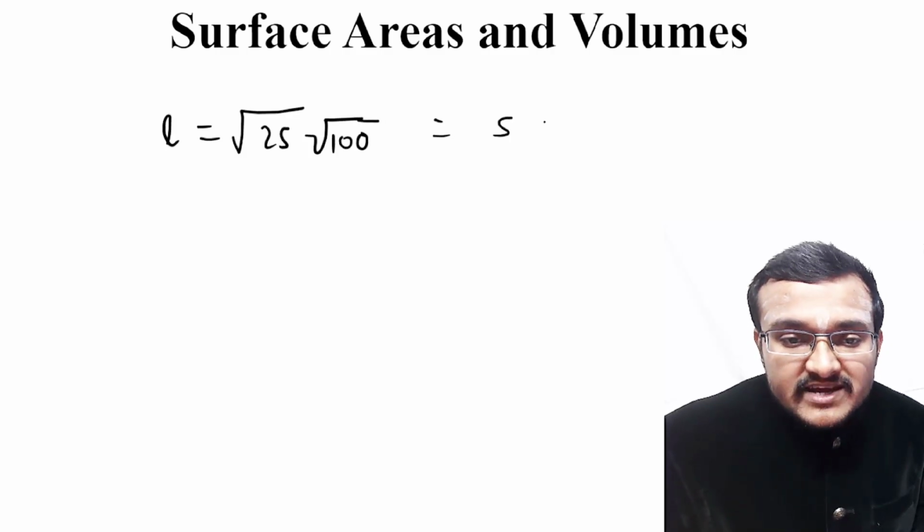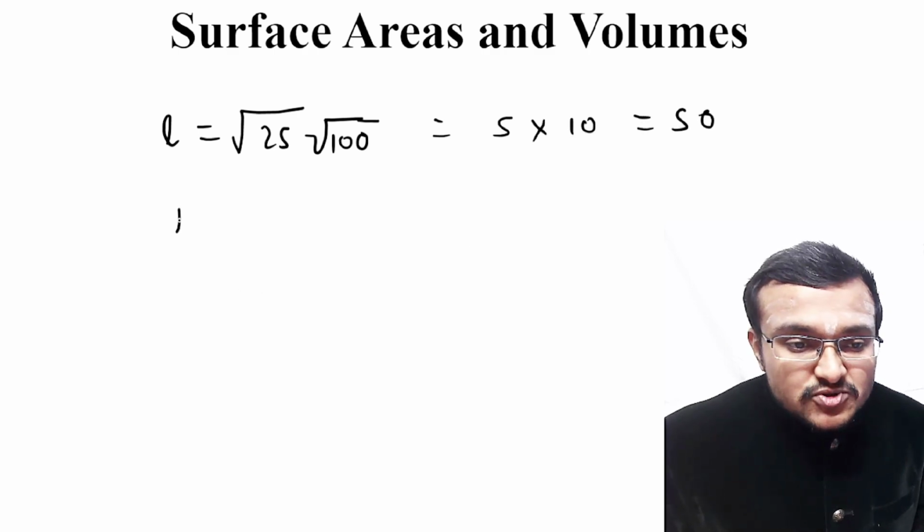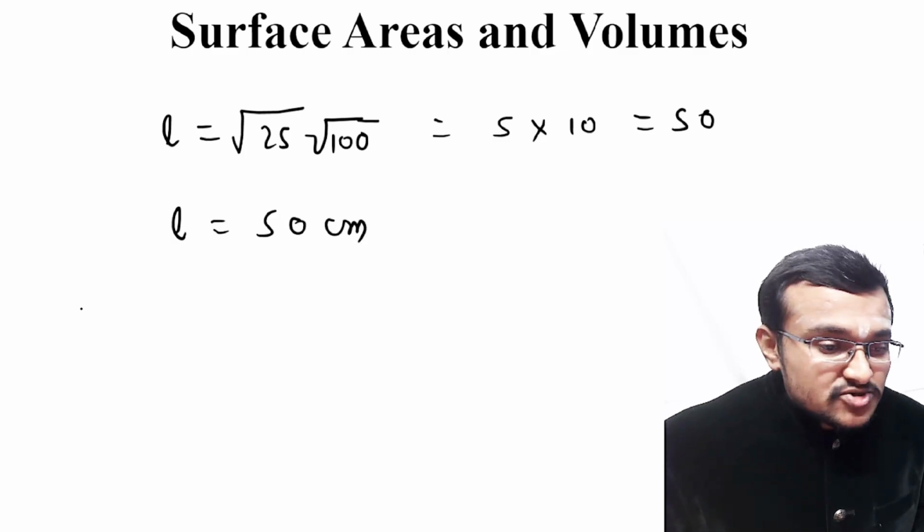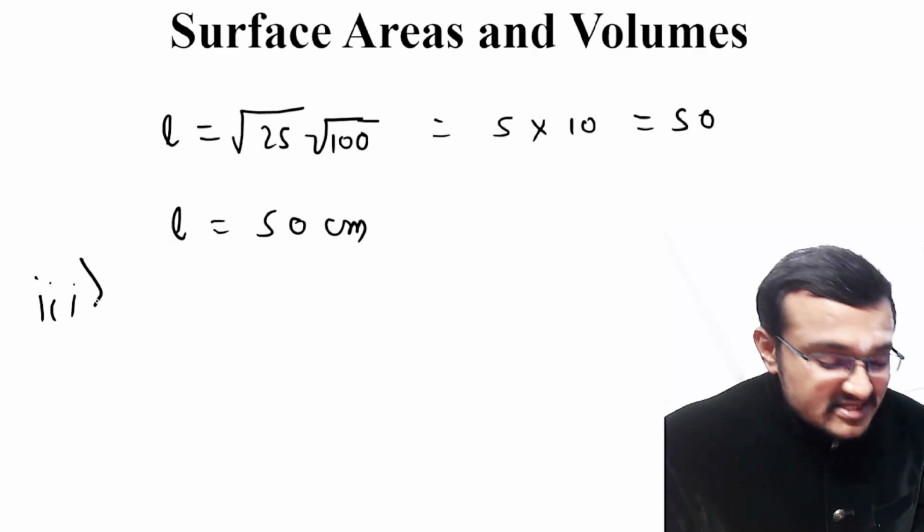So square root of 25 is 5. Square root of 100 is 10. So 5 into 10 is 50. So slant height is equal to 50 centimeter. So now we will move to the third question in the same sixth question.